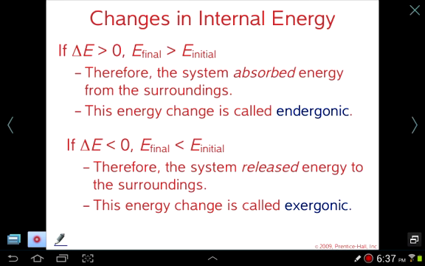If the opposite is true, if the final energy is less than the initial, we'll say the change in energy is less than 0, it's negative. In other words, the system lost energy because the final is less. We call this exergonic.